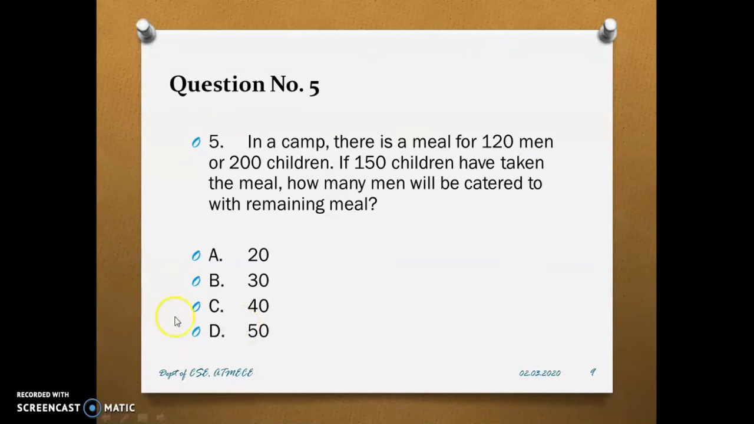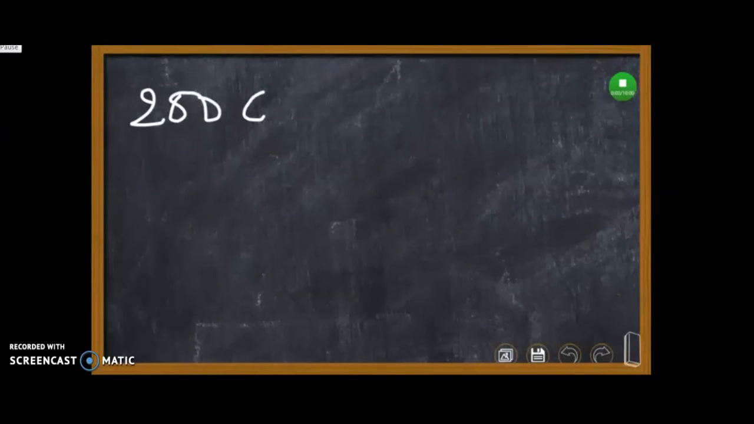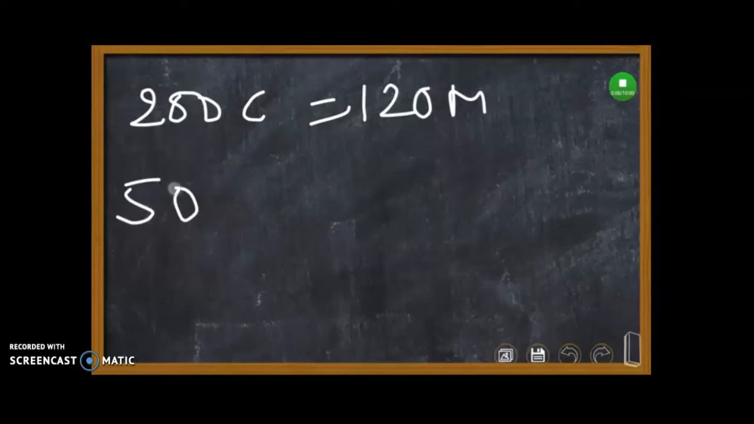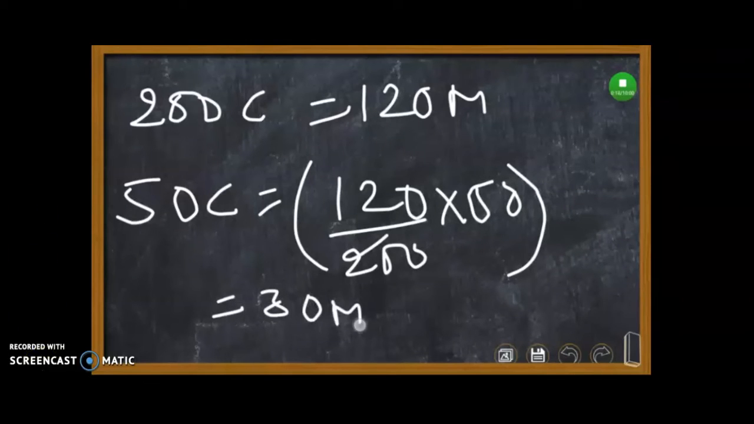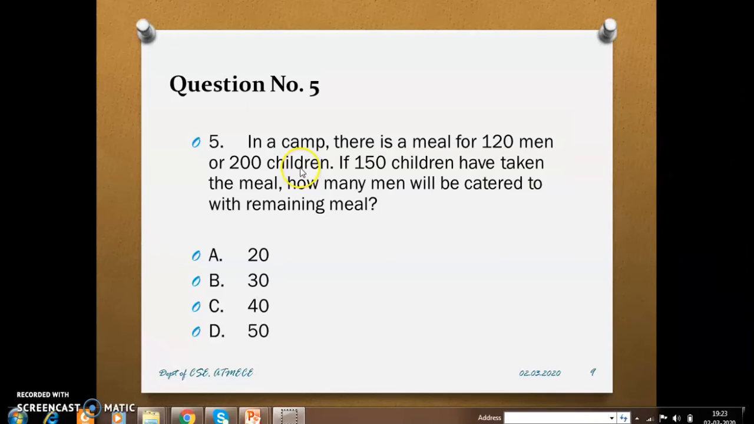So let's see how to solve this problem. 200 children are equal to 120 men. So we have to find out for 50 children. So 50 children is equal to 120 divided by 200 into 50. So multiply, we will get 30 men. So the answer for this question is 30 men. That is option number B. Let's see the next question.